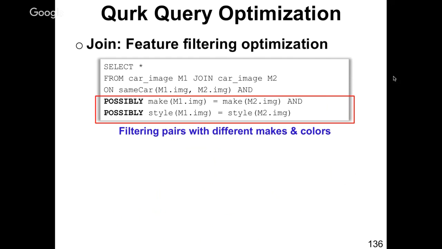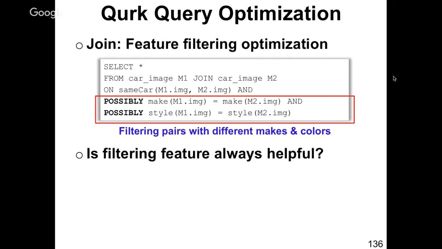It means suppose I want to join these two images which may contain the same car from an image site, and I could get some possible keywords and introduce some filtering features. That means I only want to filter out the pairs with different makes and colors, and I only take the pairs with the same make and the same colors as the candidates of my joins. Okay?